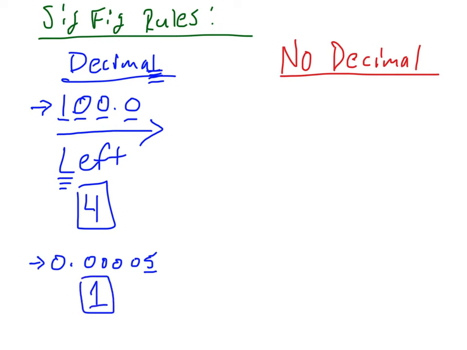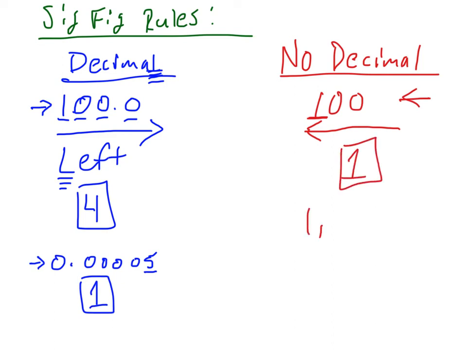Okay. Now let's come over here and look at the no decimal rule. Alright, if your number does not have a decimal, you're going to start on the right hand side of the number, find the first non-zero digit, count that one and everything after it, moving in the direction from right to left. So for us, the first non-zero digit is 1. So how many sig figs does this number have? 1.